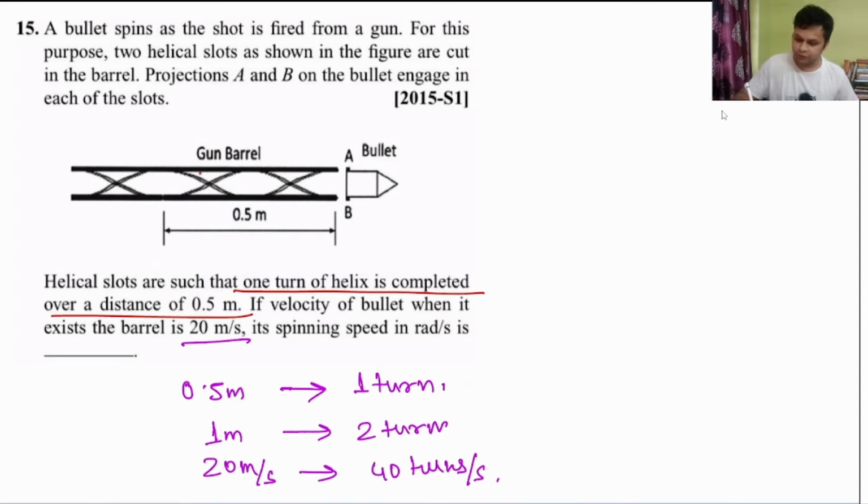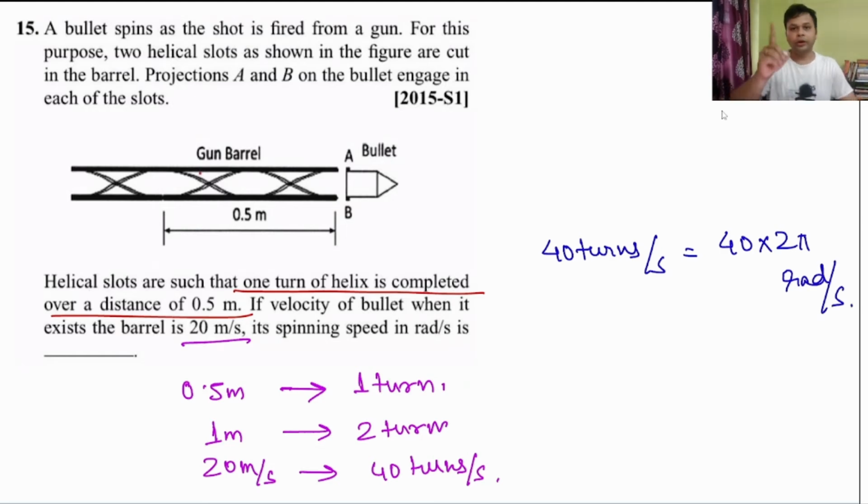So what is 40 turns per second? Can I write it as 40, where one turn is equal to 2 pi? 40 into 2 pi per second, 40 into 2 pi radian per second. So if it is 40 into 2 pi radian per second, then can we multiply and find out?